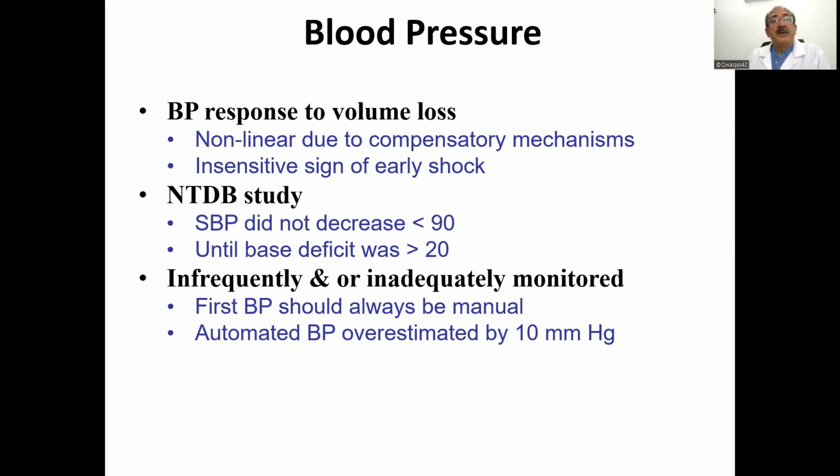Blood pressure responds to the volume response. Usually it is non-linear due to compensatory mechanisms, and is an insensitive sign of early shock. In some studies, systolic blood pressure did not decrease below 90 unless base deficit is more than 20. We will discuss what base deficit is and how it affects in the later slides. It is infrequently or inadequately monitored. First, blood pressure should always be manual, because there is always overestimation in automated blood pressure.